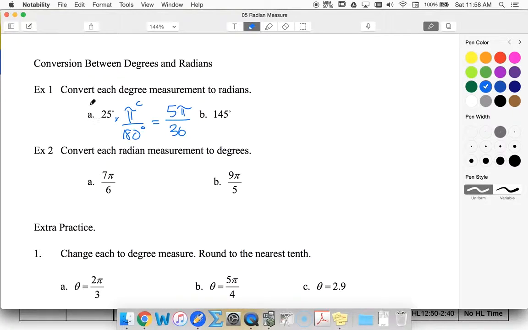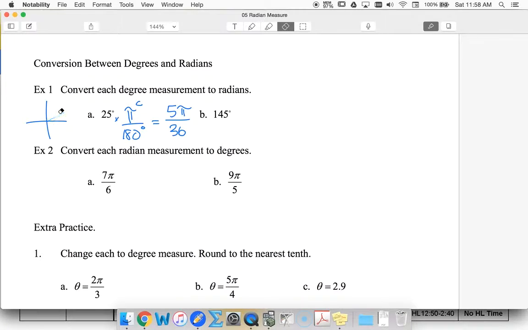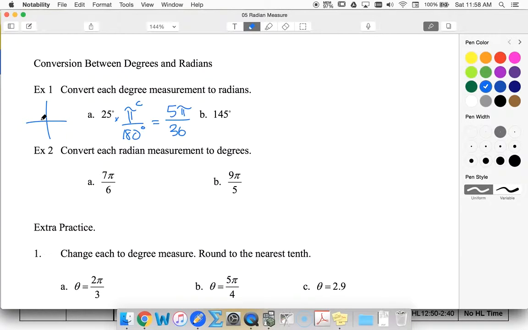So 25 degrees is the same as 5 pi over 36 radians, and I want to ask myself, does that make sense? Well, I know 25 degrees is a small angle. It's probably even smaller than that. So I'm less than 45 degrees for sure. I know that this is pi, this is half, so that's pi over 2. 45 degrees is the same as pi over 4. And 5 over 36 is less than 1/4. So this measurement makes sense.